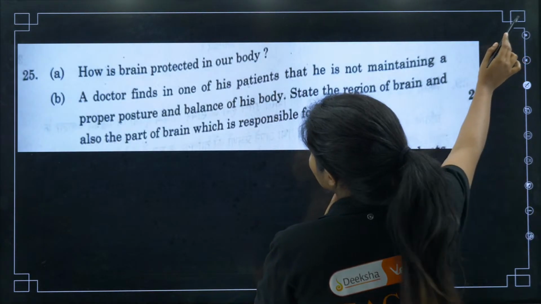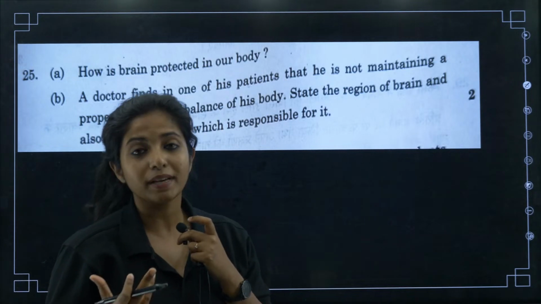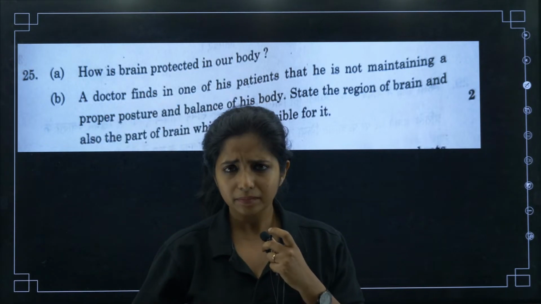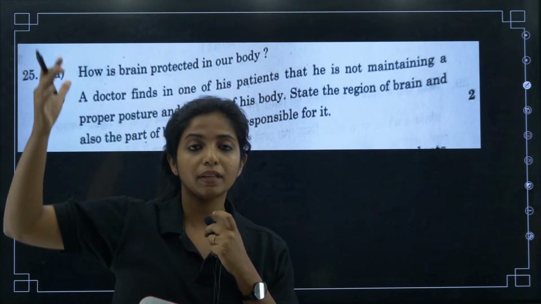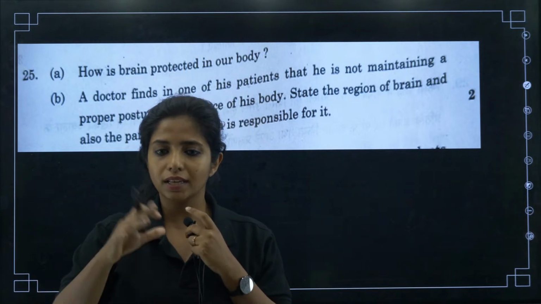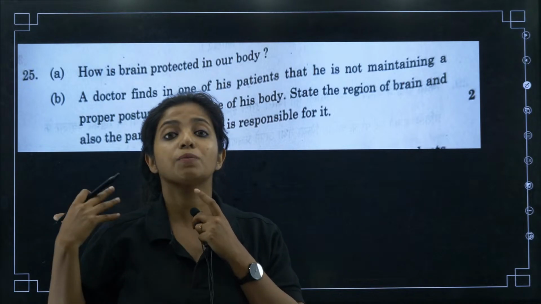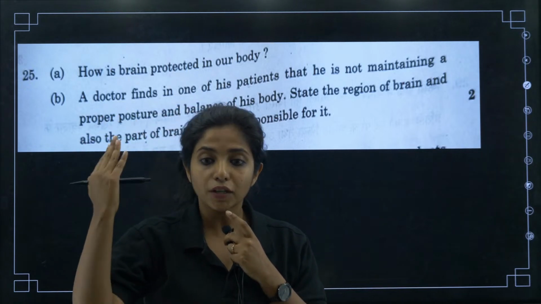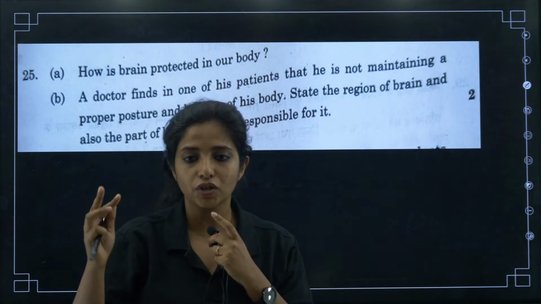Going ahead with the next question. How is the brain protected in our body? We have the cranium, or basically what do you call it? Skull. Apart from the skull, between the brain and the skull we have cerebrospinal fluid as well to protect it from friction and things like that. And apart from that, the brain is covered by something known as meninges. There are 3 layers known as meninges. So you have 3 things: cranium, cerebrospinal fluid, and also meninges that you have to write.